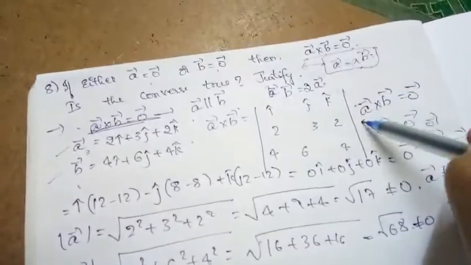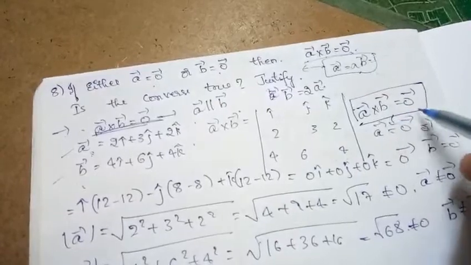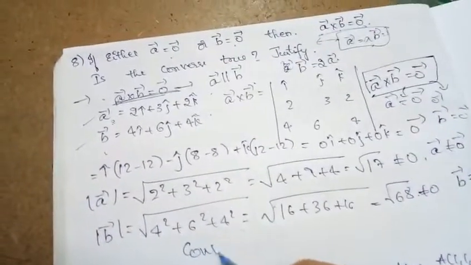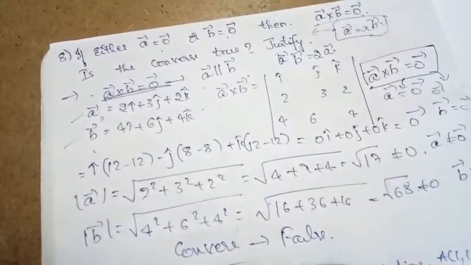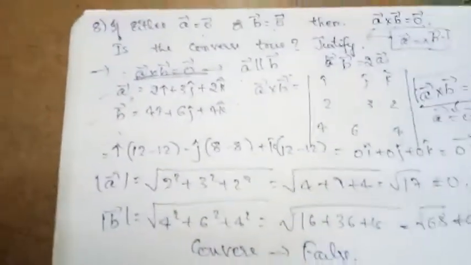So when vector A cross vector B is equal to 0, it does not imply vector A is equal to 0 or vector B is equal to 0. So clearly converse of the statement is false. So converse of the statement is false. So this is regarding the 8th question.